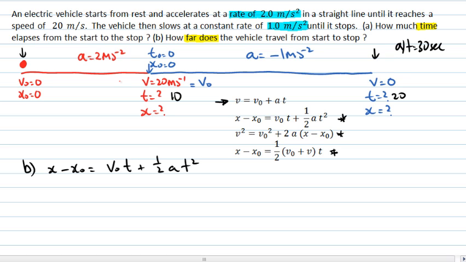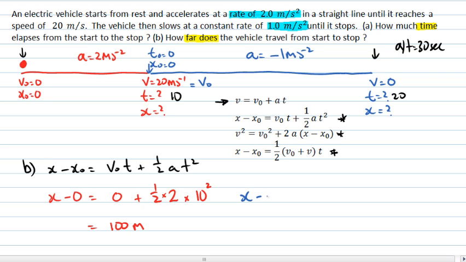For the red path, we know that my initial position is zero. My initial velocity is also zero, plus a half times my acceleration, which is 2 meters per second squared, multiplied by the time it takes for that journey, which we found was 10 seconds, squared. So a half times 2 is equal to 1, times 100 is equal to 100, and that's going to be in meters.